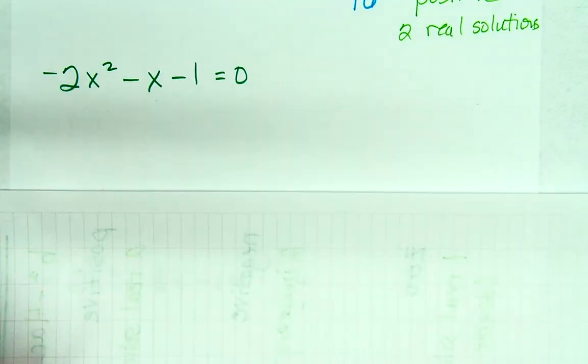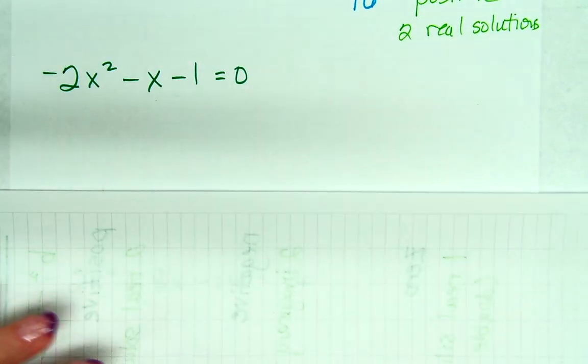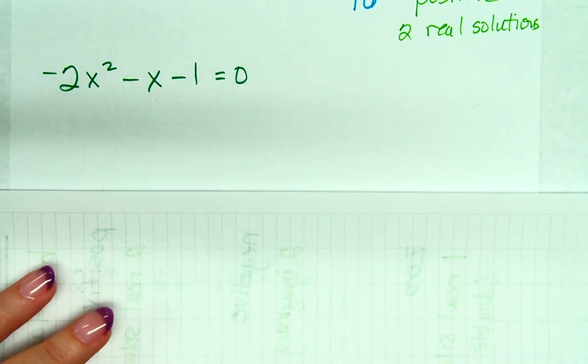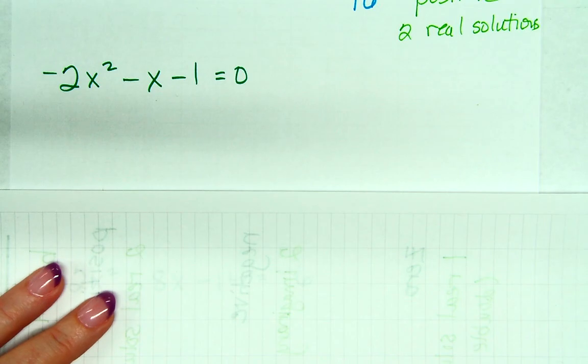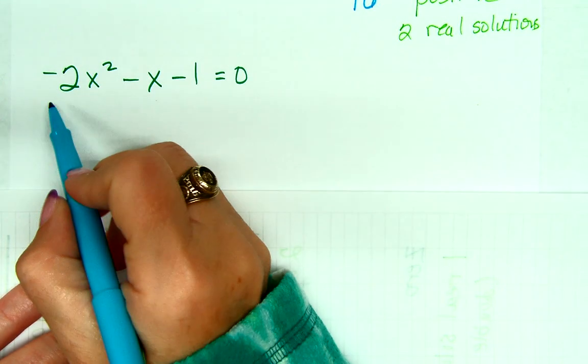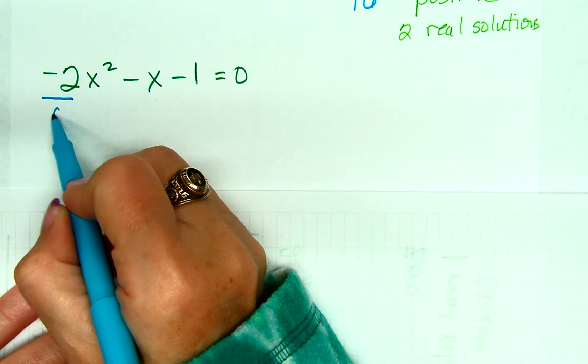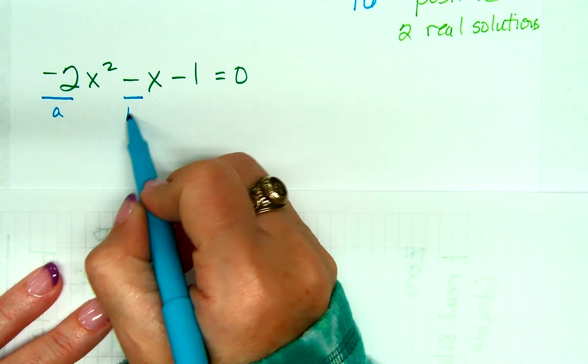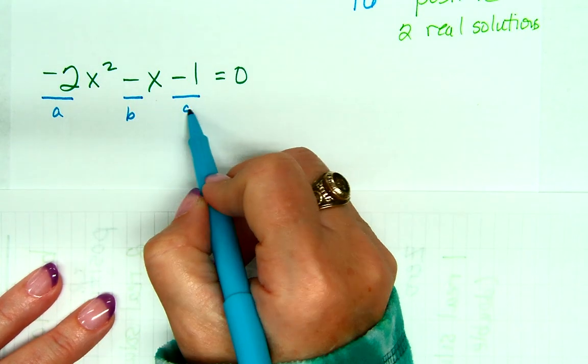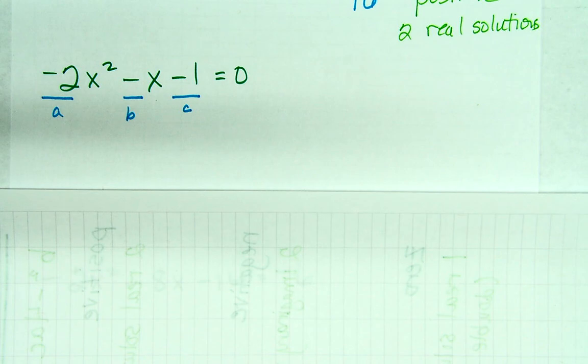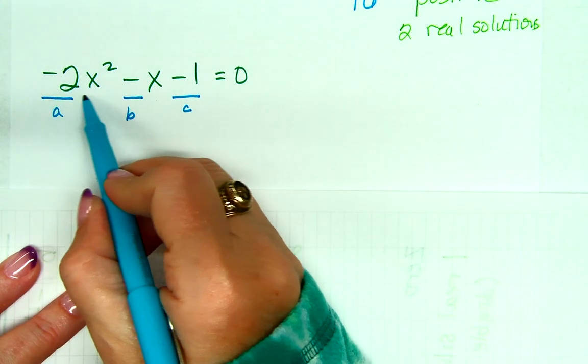Let's try this one then. First thing I check is standard form. Is it in standard form? Well, is it? Yes. Okay, so what's this? A. And what's this? B. And what's this? C. Now, can you tell that I'm being careful what I underline? I'm not just drawing a line right there, right?